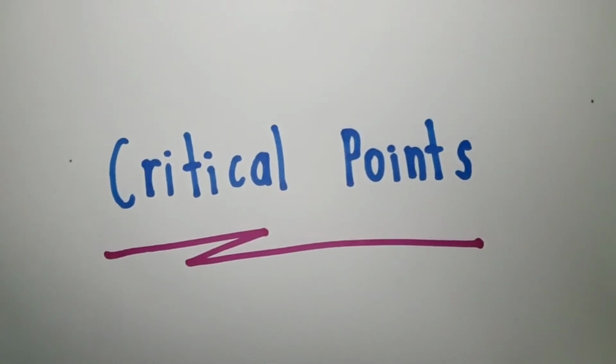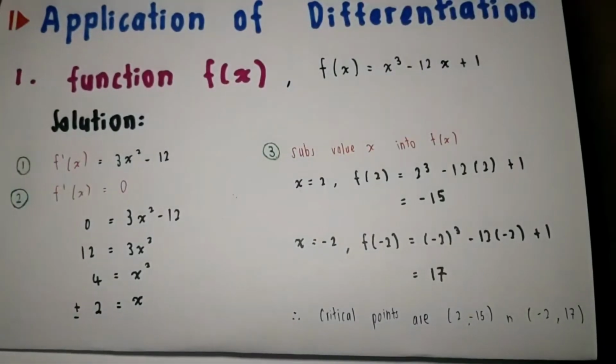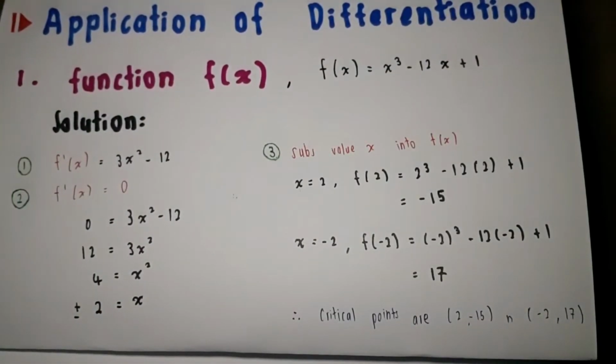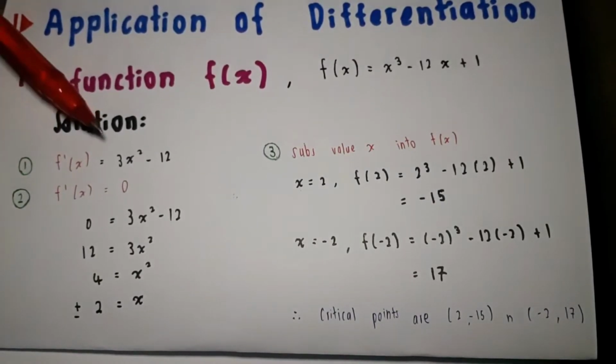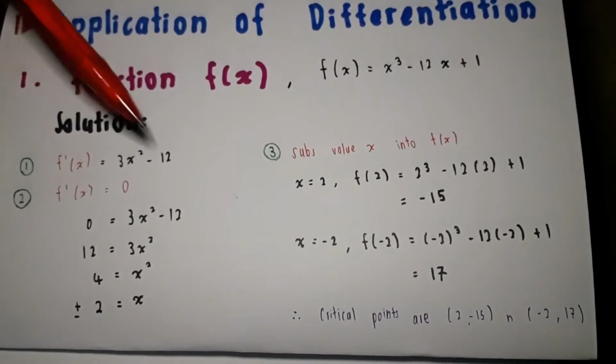For the second subtopic, critical point, I'm going to show two types of function. For the first one, function f(x), which means it only has one variable. f(x) equal to x cubed minus 12x plus 1. There are three steps. First step, we differentiate the function. We get 3x squared minus 12.